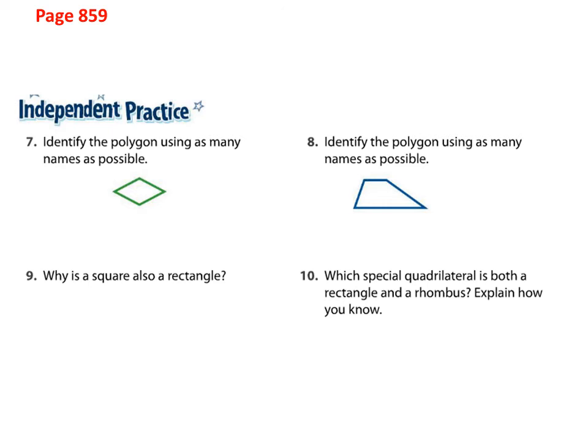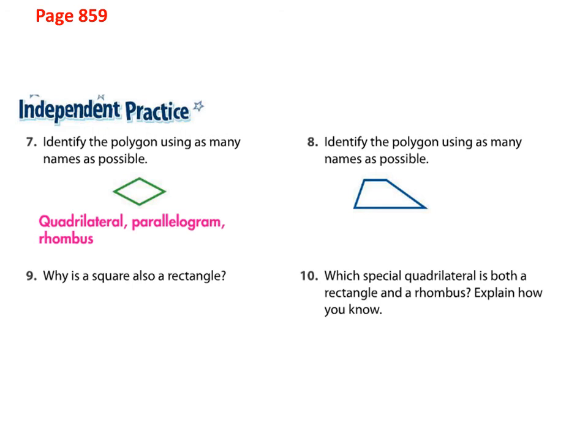Question 7. Identify the polygon. Use as many names as possible. Remember, look at the sides. How many pairs of opposite sides are parallel? Two pairs. So this quadrilateral is a parallelogram. Which sides have equal length? All the sides. So this is a rhombus. How many right angles are there? No right angles. So this is not a rectangle and this is not a square. So the answer is quadrilateral, parallelogram, rhombus.